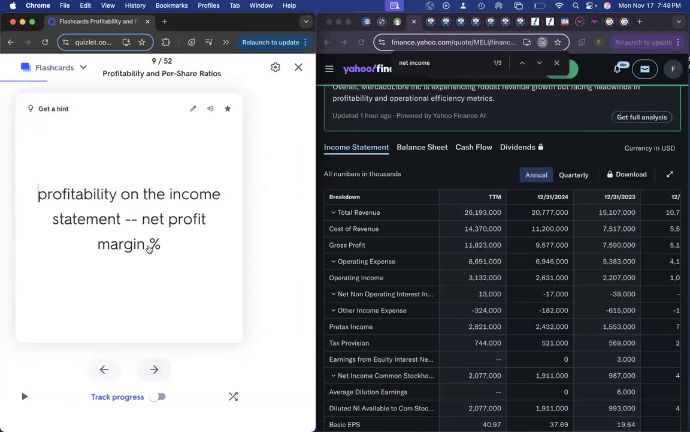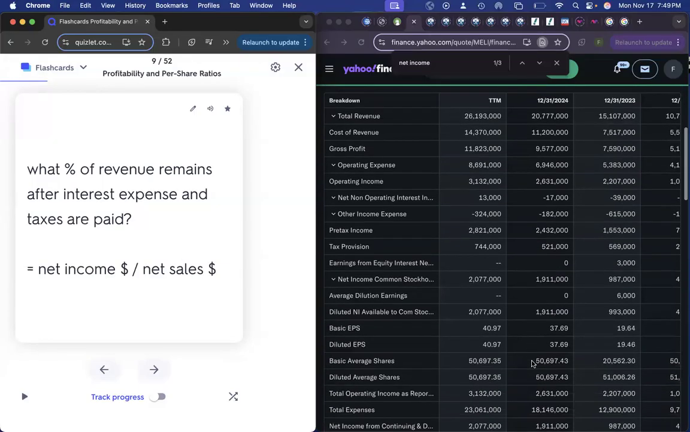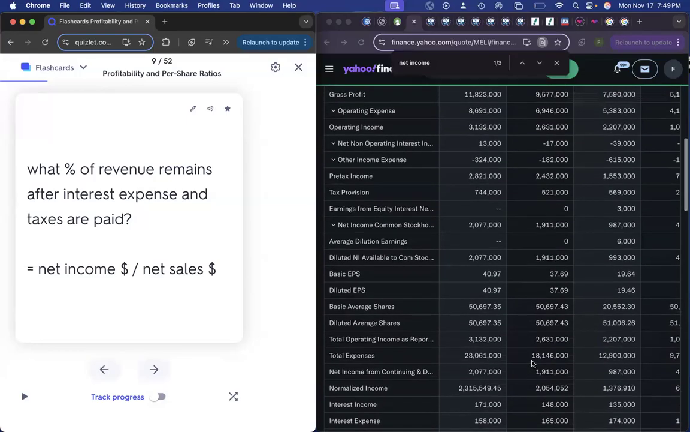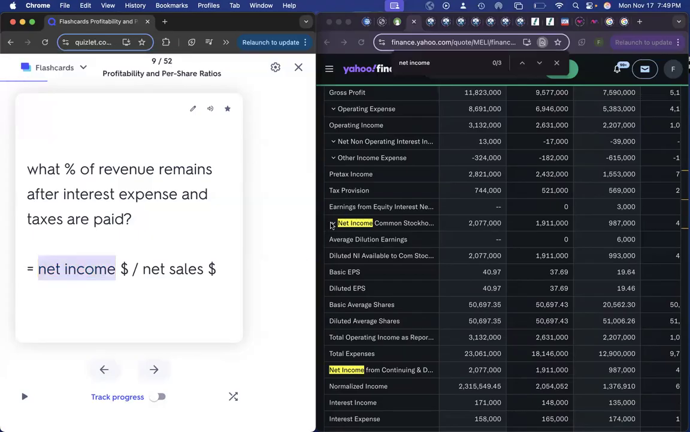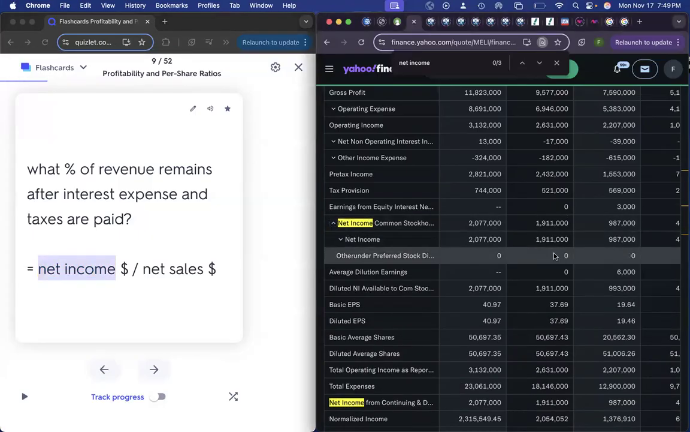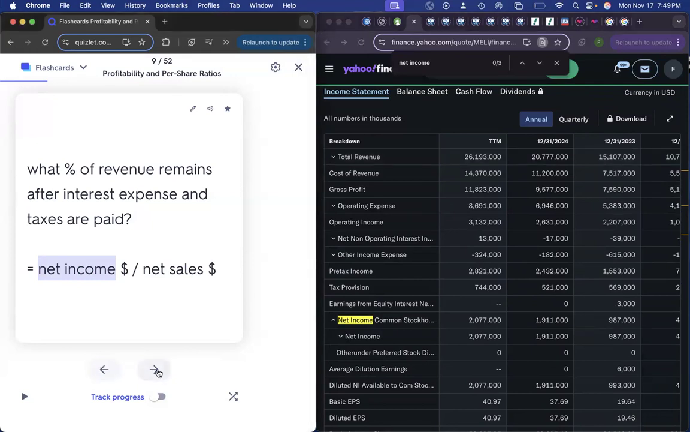Finally, net profit margin. That's what percentage of revenue remains after interest expense and taxes are paid. And that is net income divided by net sales. So we've got net income of 1.9 million, and we divide that by 20.7 million, and we get our net profit margin.